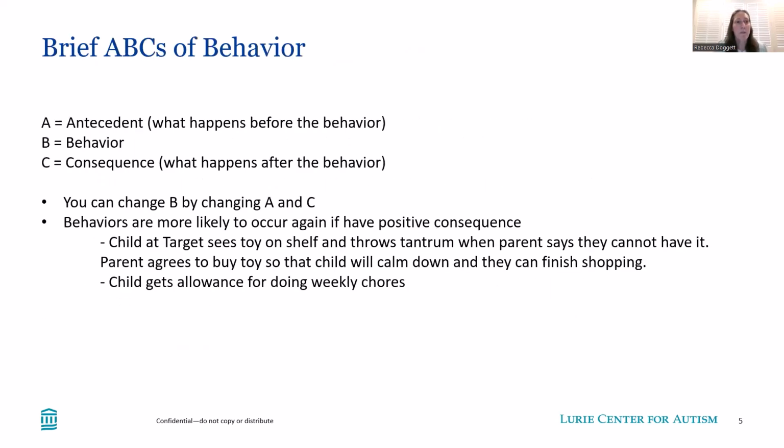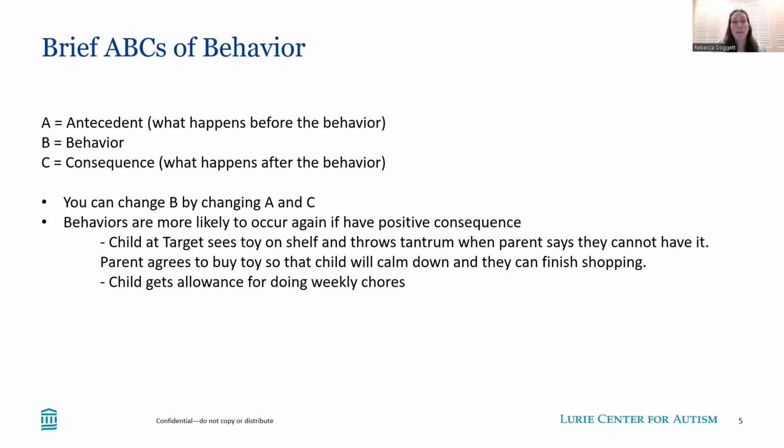I want to make sure I didn't skip anything. So just to refresh everybody's memory about how behavior works, these are the core principles of behaviorism, of ABA. It's really how humans function. We are all behavioral beings, and our behavior can be changed depending on the environment. When we're thinking about behavior, we think about it in the ABCs. A is what we call the antecedent, or something that happens before a behavior. B is the behavior, and C is consequence, or what happens after the behavior.